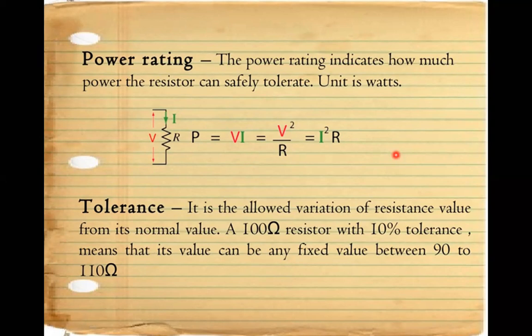What is tolerance? It is the allowed variation of resistance value from its nominal value. A 100 ohm resistor with 10% tolerance means that its value can be any value between 90 and 110 ohms, because 100 minus 10 is 90 and 100 plus 10 is 110. So the allowed value is from 90 to 110 ohms if we say it is a 100 ohm resistance value.